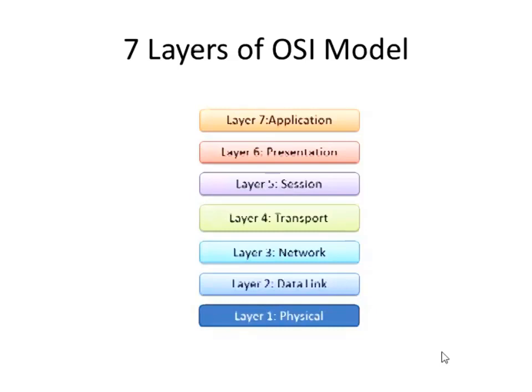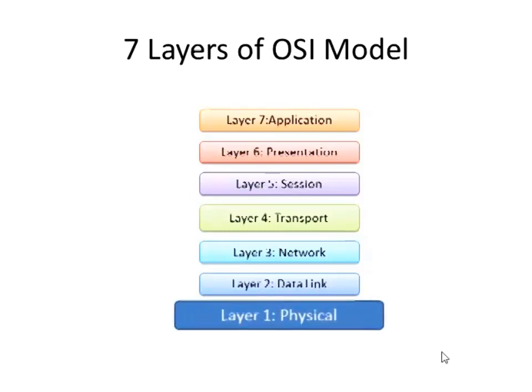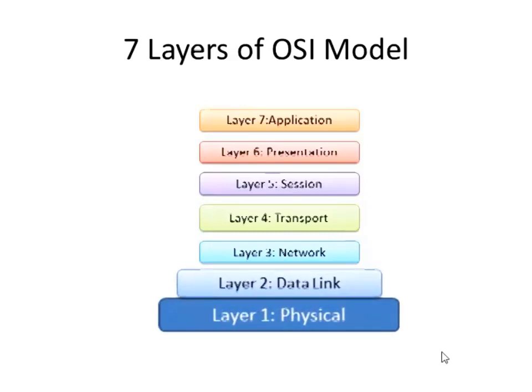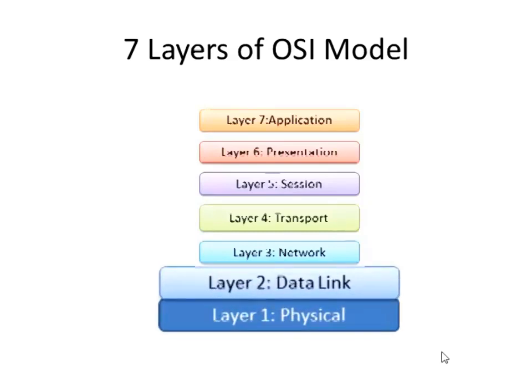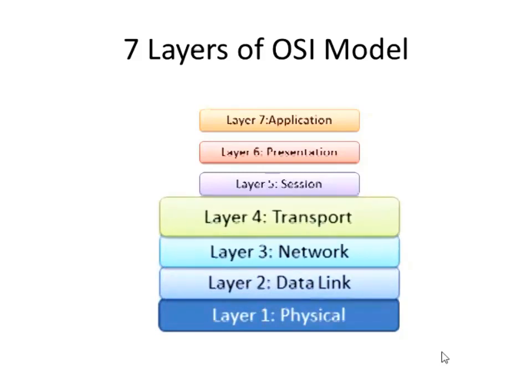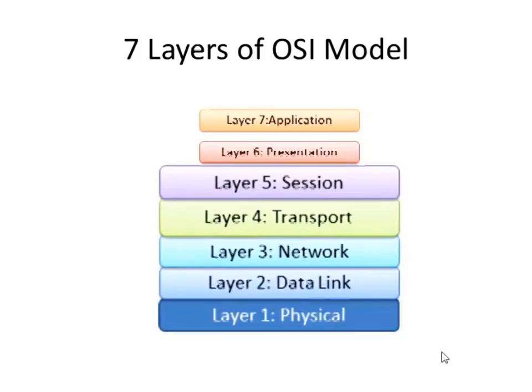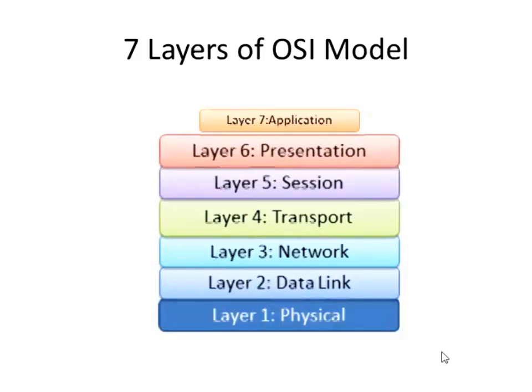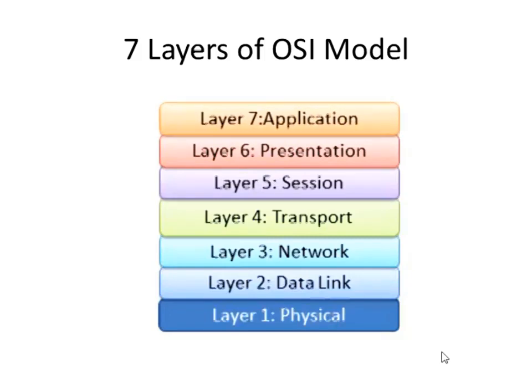From the bottom to the top, the first layer is the physical layer. The second layer is the data link layer. The third layer is the network layer. The fourth layer is the transport layer. The fifth layer is the session layer. The sixth layer is the presentation layer. And the seventh layer is the application layer.